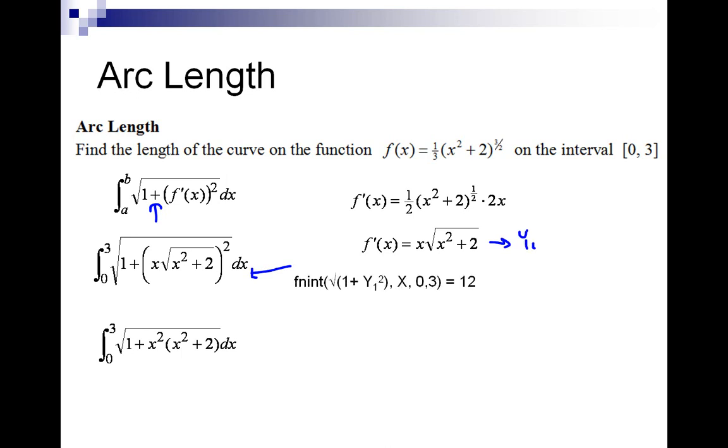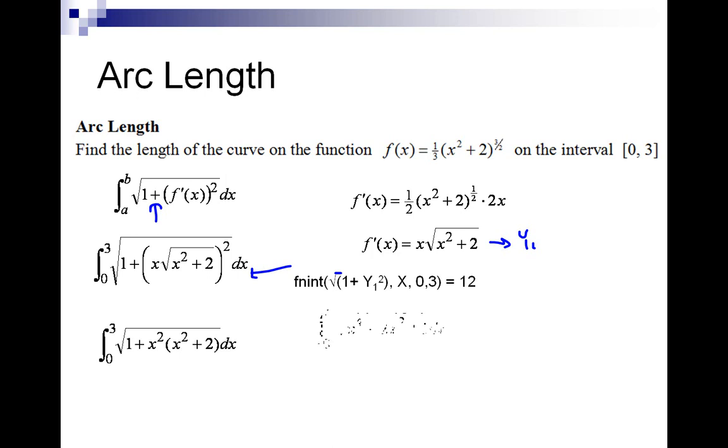Now if I use my function integral, it's the square root of 1 plus y1 squared, because that's what I put into y1, comma x, comma 0, comma 3, and it ends up equaling 12, which may surprise you because you say, oh man, how did we get such a nice answer? Well, I'm going to show you a few more extra steps here, just in case they do something bizarre on a non-calculator multiple choice question.